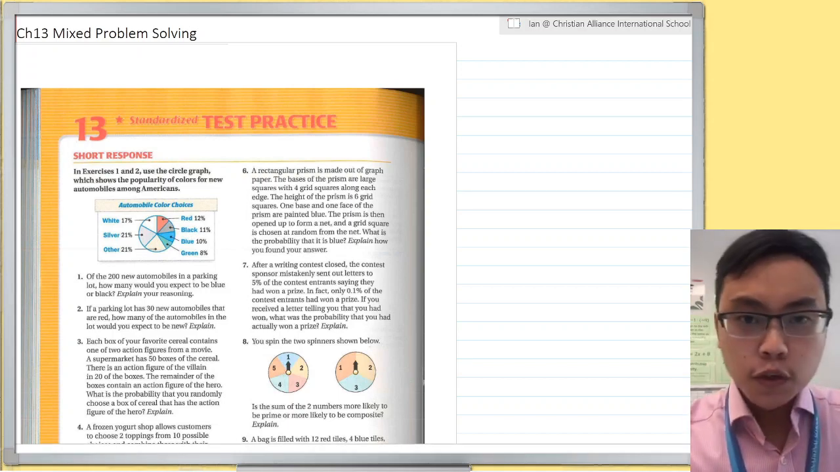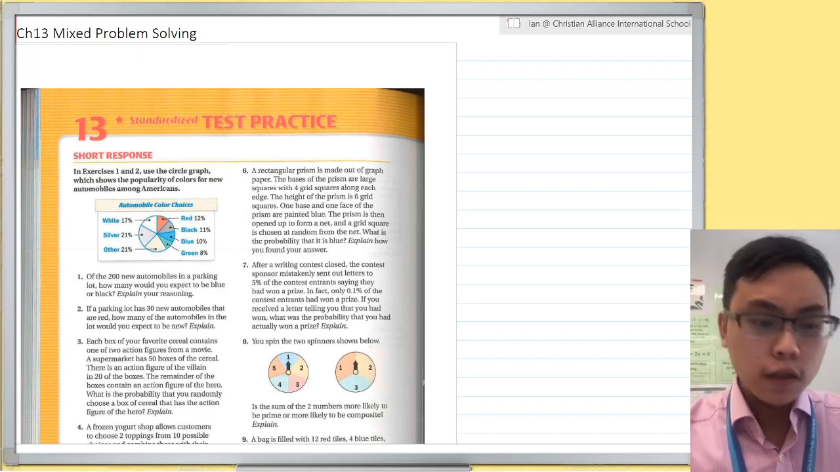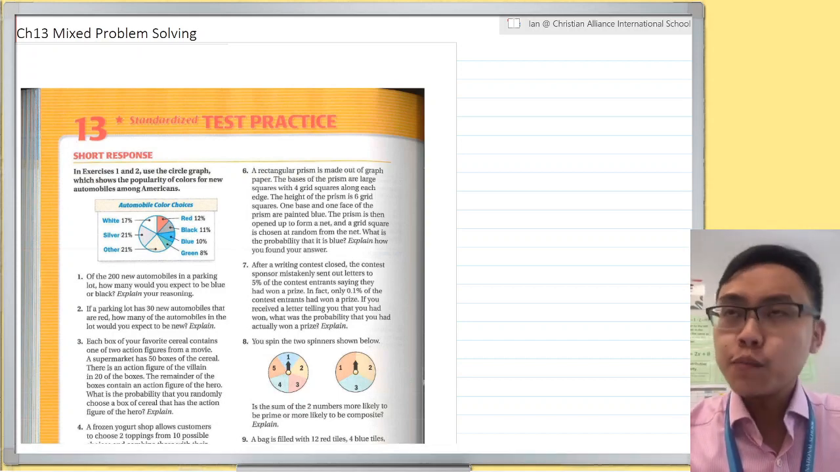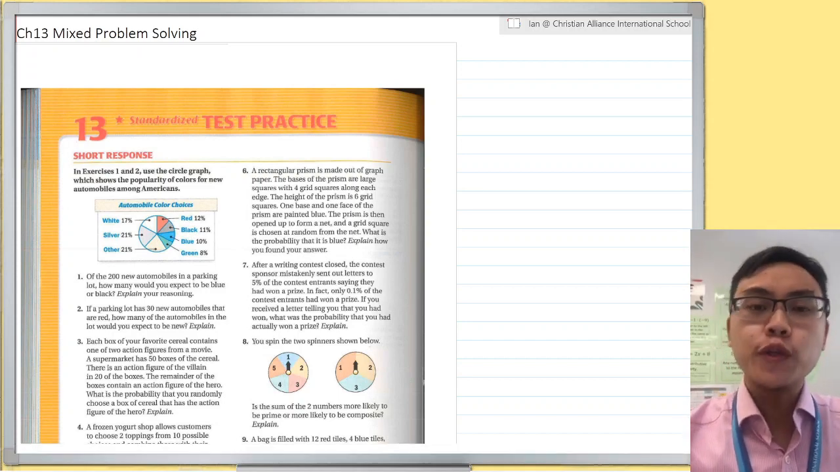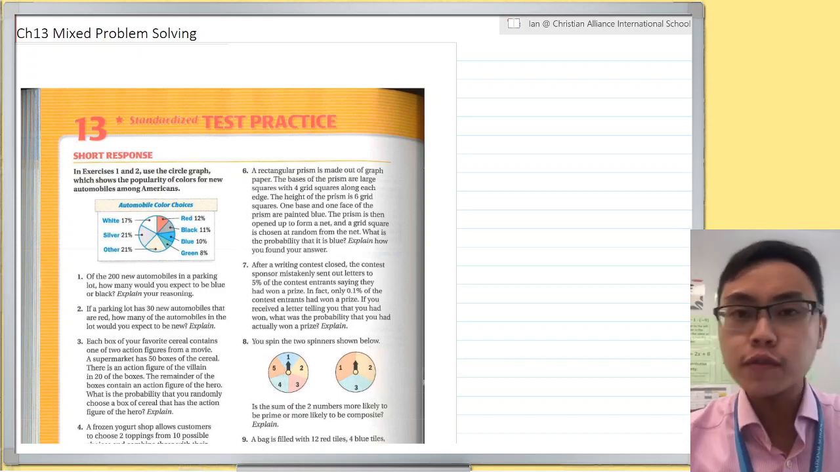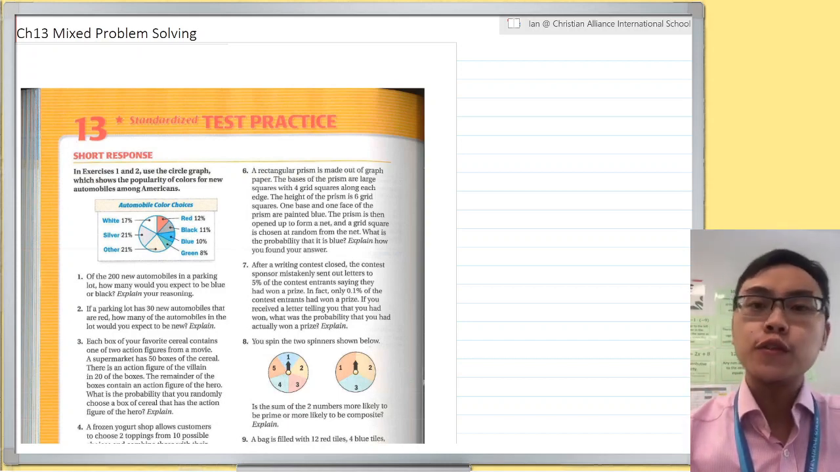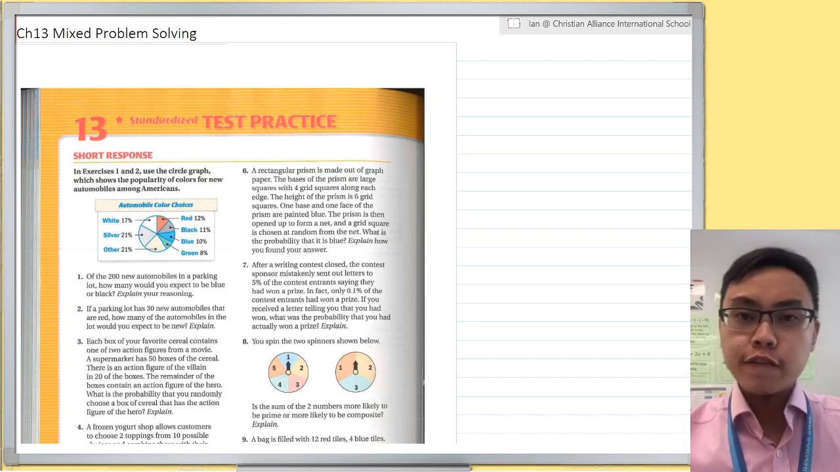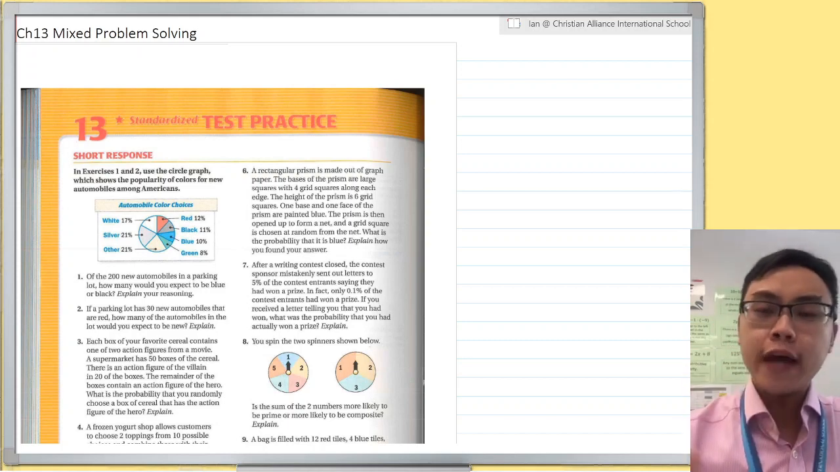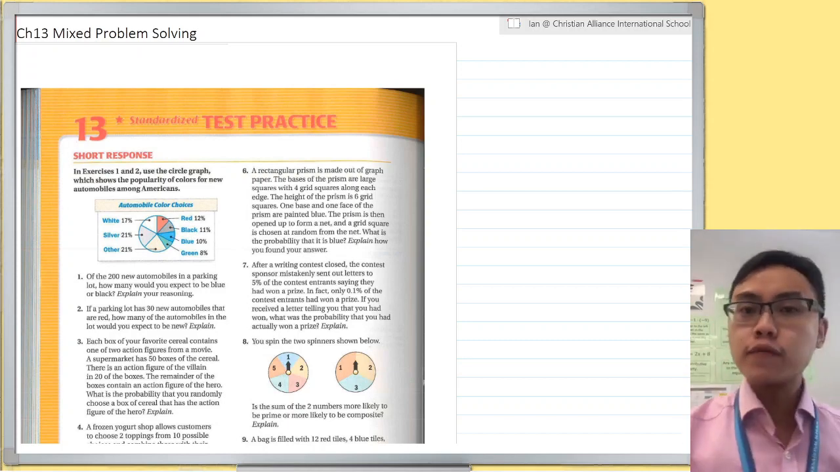Hello, grade 8s. Last lesson we had a look at the test practice, and for some of you, when you finished the test practice early, you had the time to move on to the problem solving questions on the following pages, but we didn't have time to go through all of the answers. So I will be doing a video response to all of the answers of this problem solving question.